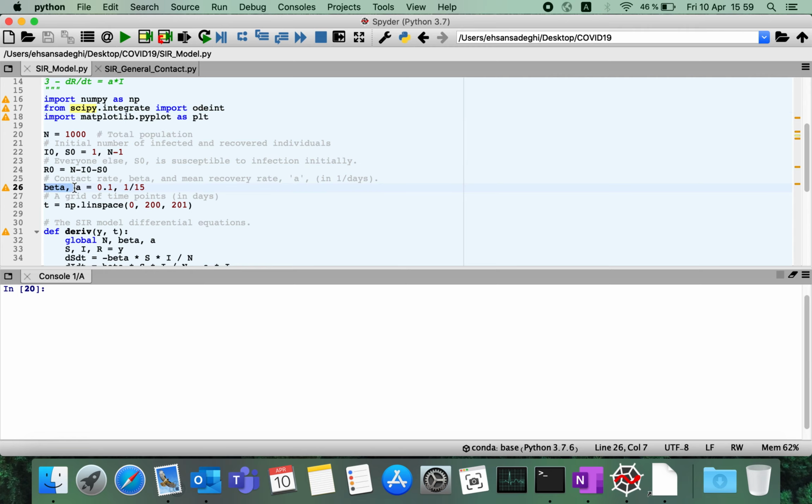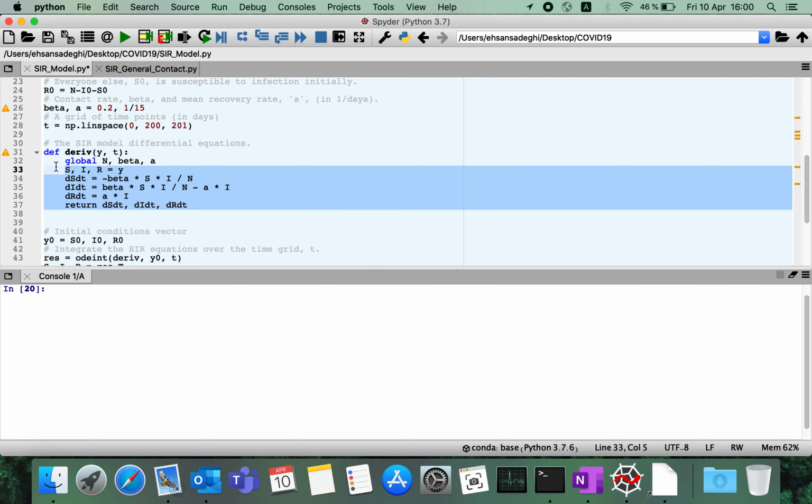Then I define the contact rate beta and recovery rate alpha. Beta, I have considered as 0.1. I can change it, for example, to 0.2. And the recovery rate, in units of 1 over days, is 1 over 15, which says that every person who is infected can recover in 15 days. I go ahead and define an array for time from day 0 to day 200.